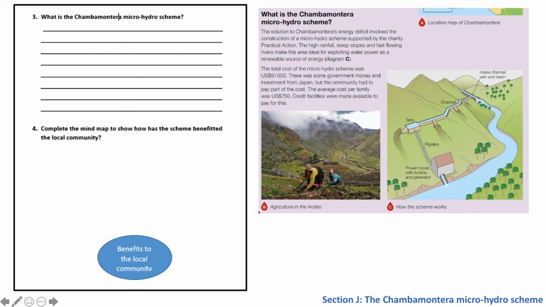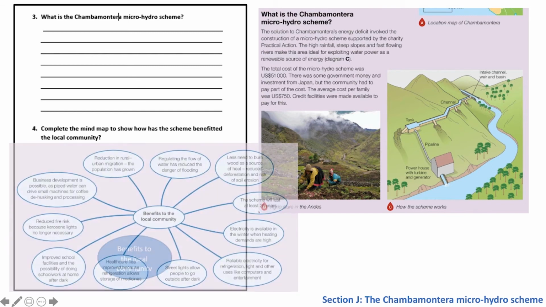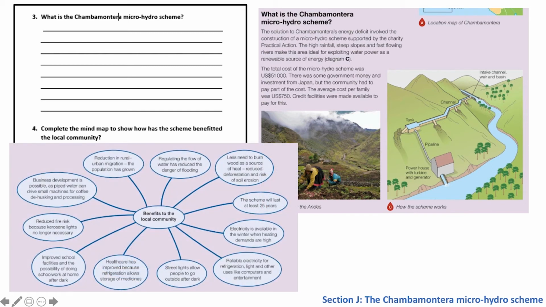Question 4 is asking us to complete a mind map to show how the scheme benefited the local community. So let's take a look. These are the benefits to the local community. They've regulated the flow of water, which has reduced the dangers of flooding. There's less need to burn wood as a source of heat, which means that there's less deforestation, which is in turn reducing soil erosion. The scheme will last for at least 25 years, so it's got longevity.